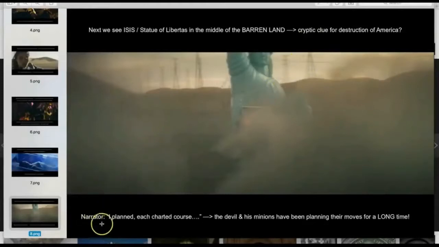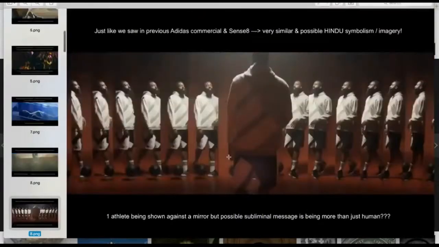And then the narrator, of course, is singing, "I planned each charted course." These are the lyrics from the song that is playing in the background. So is it possibly showing the devil and his minions have been planning their moves for a very long time? The Illuminati, the elites, the Jesuits, the Vatican, they have all been planning this for a long time, getting everything ready for their false messiah to come.